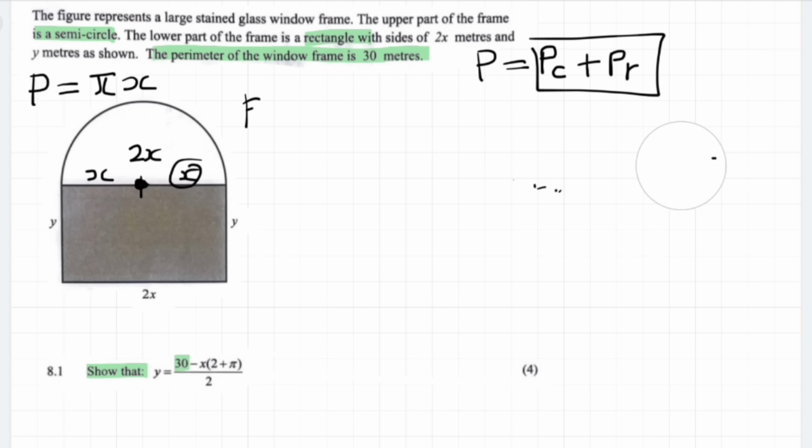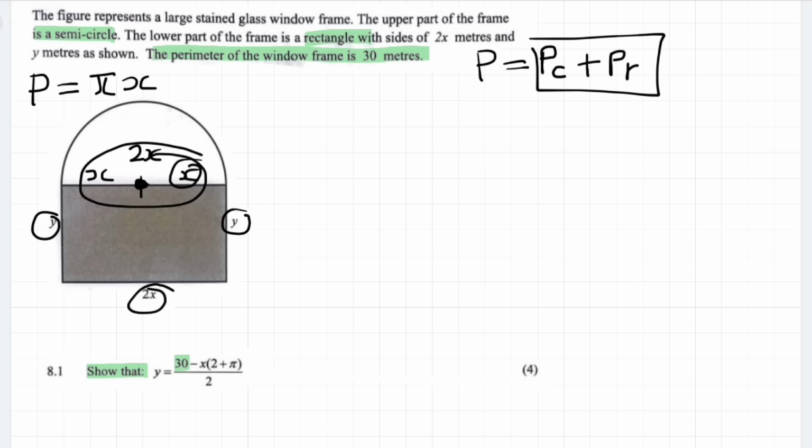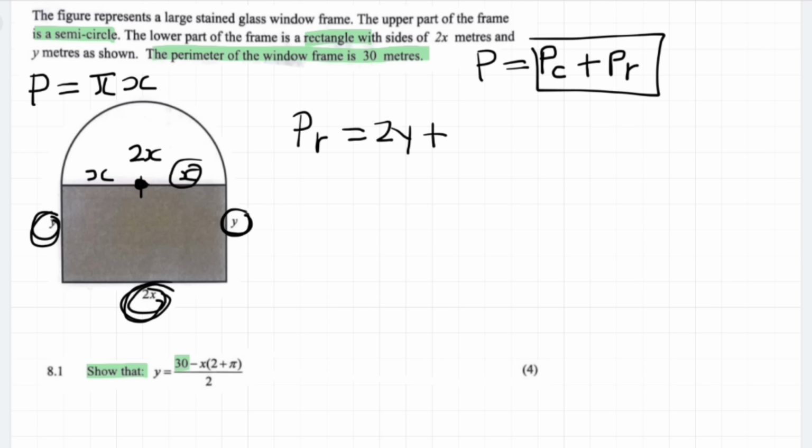Good. So now that we found the perimeter of the semicircle, we need to find the perimeter of the rectangle. When we talk about the perimeter, we add all the sides. Since we already added this one on the semicircle, we cannot add it on the rectangle. So I'm going to add these two sides and also this one. So the perimeter of the rectangle is going to be 2y plus 2x.